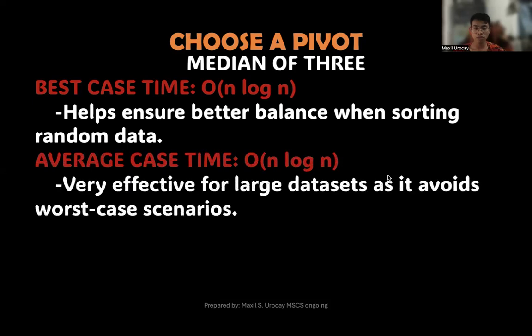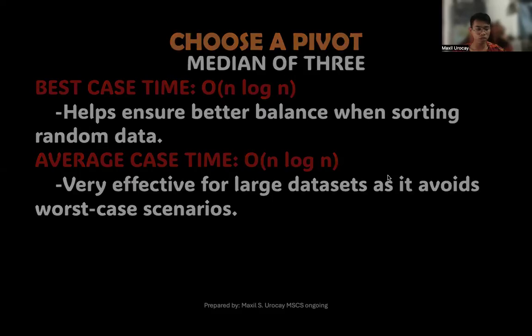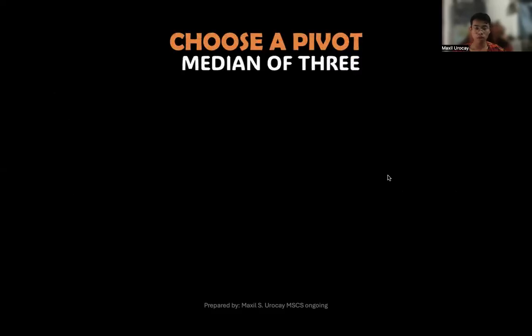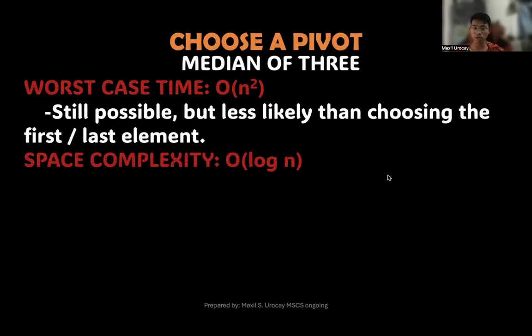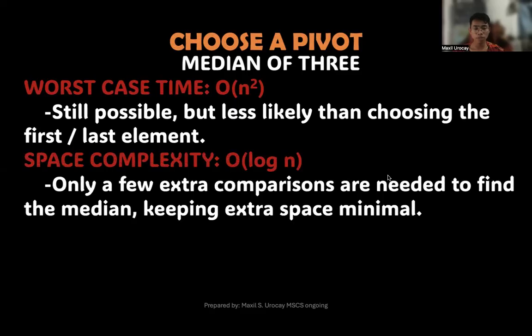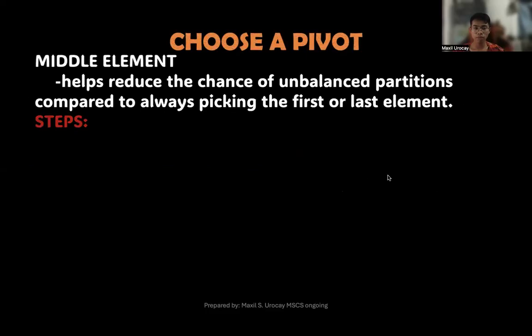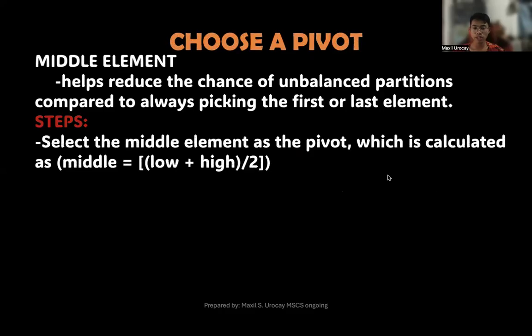The average case time complexity will be the same thing. That is very effective for large datasets as it avoids worst case scenarios. And for the worst case time complexity, quadratic is still possible but less likely than choosing the first or last element. The space complexity is still the same, logarithmic of n, since only a few extra comparisons are needed to find the median, keeping extra space minimal. The median of 3 helps reduce the chance of imbalanced partitions compared to always picking the first or last element.